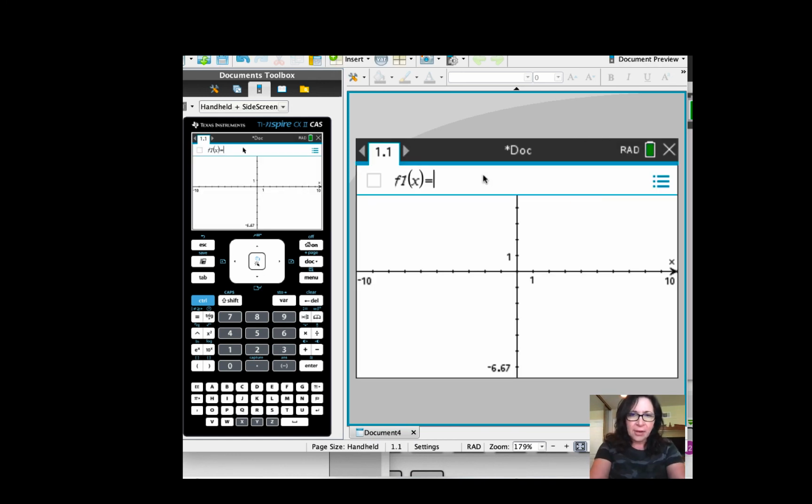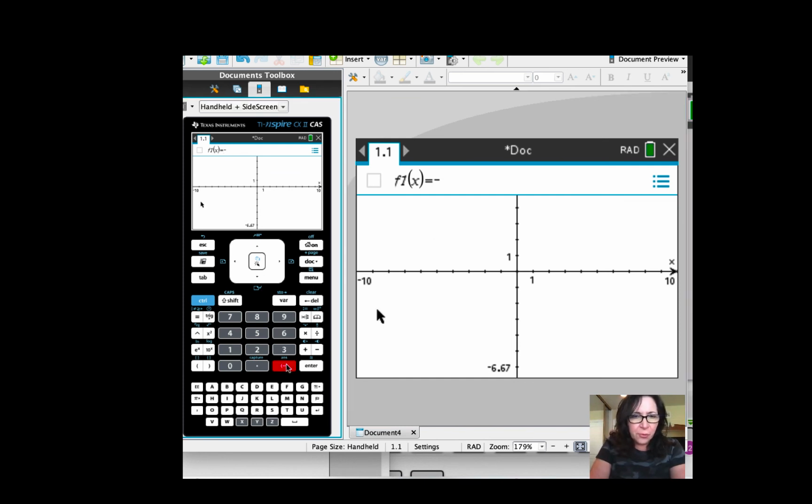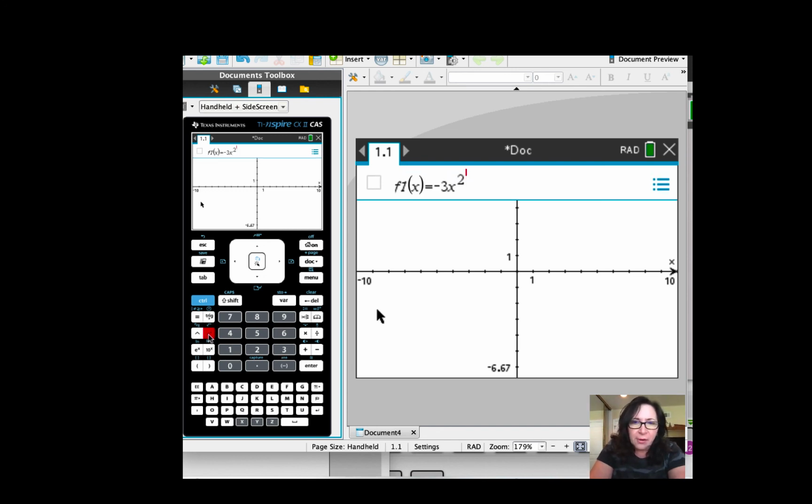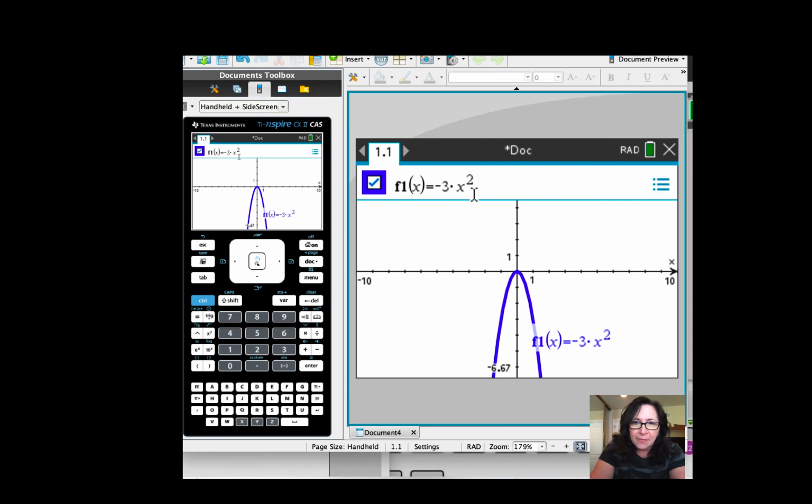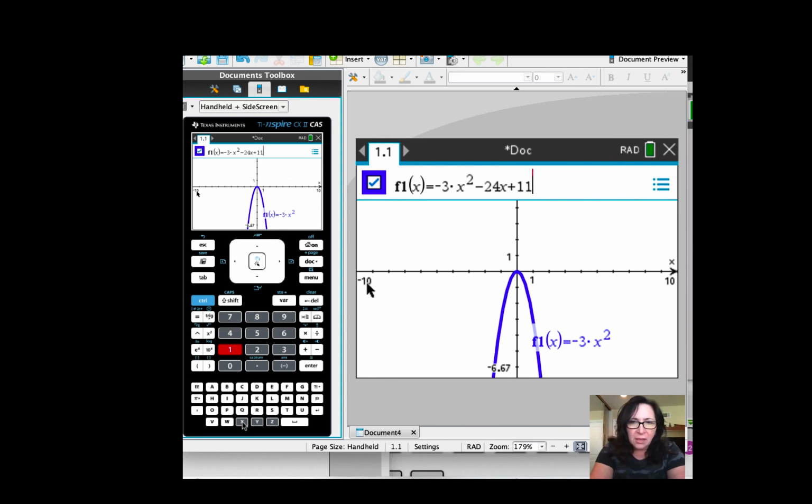Gives me this. I'm going to type in negative, so I've got the negative 3, and then I'm going to go x. Where's x? There it is, x. Squared. So we're going to, oops, there it is. X squared, and then move the arrow key. Not done with this. Okay, so then we're going to go minus 24x again, and then we're going to go plus 11.